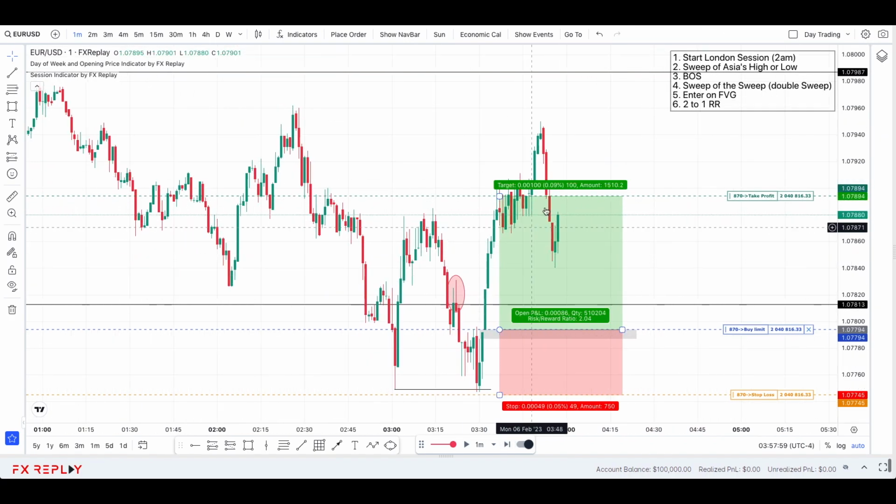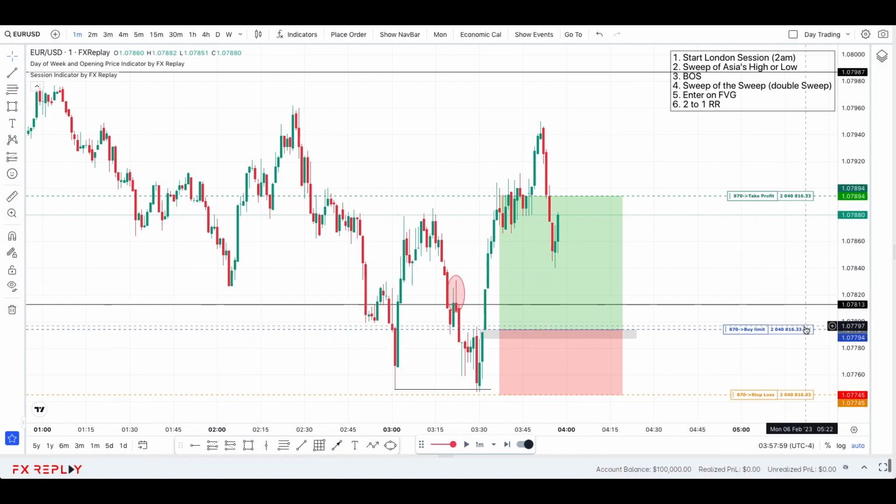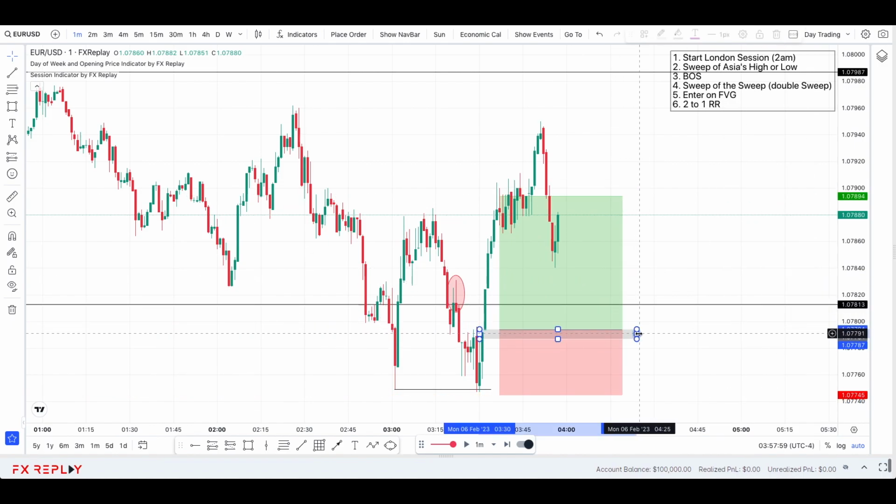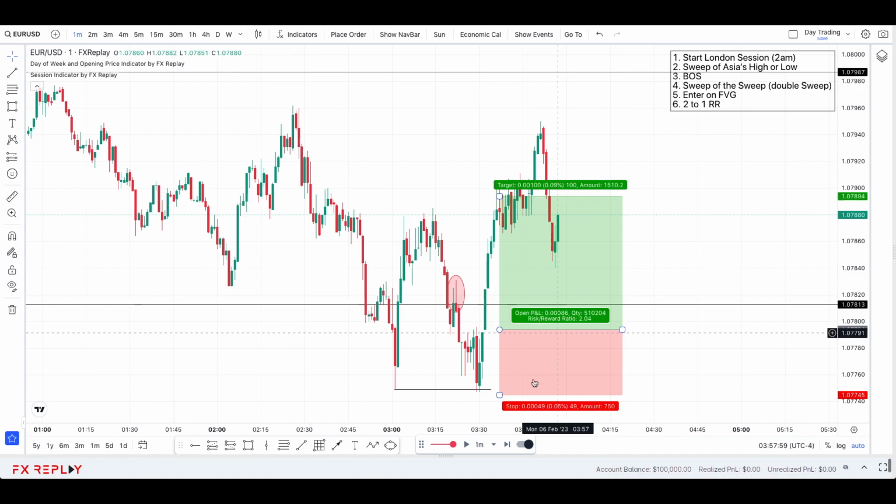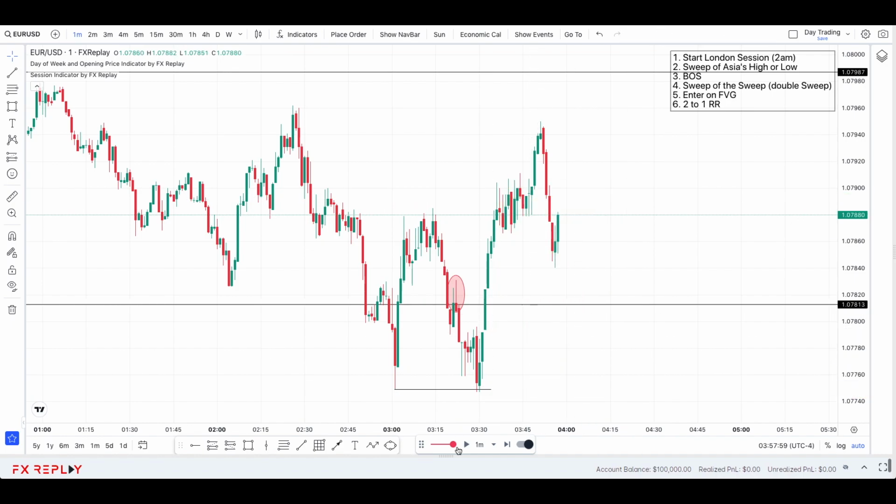So we already reached my take profit, so I think I'm going to cancel this one because we took out a lot of liquidity right there. Let's see if I'm able to find another one.